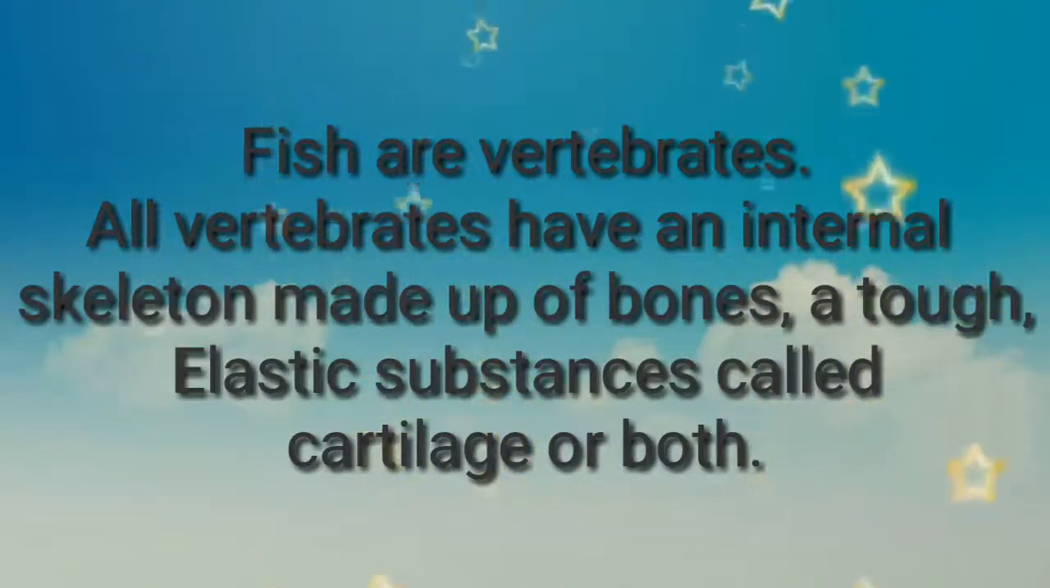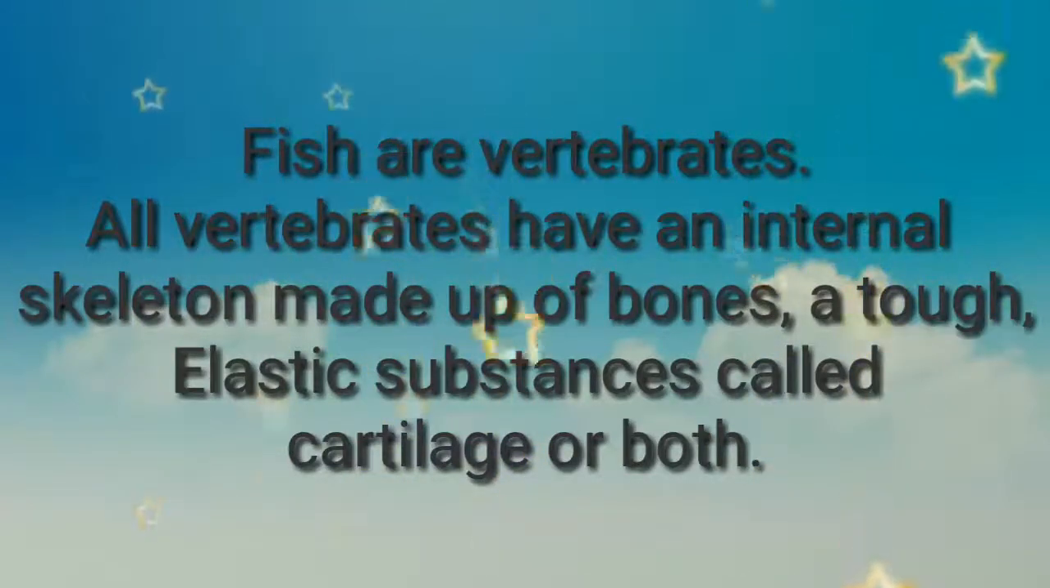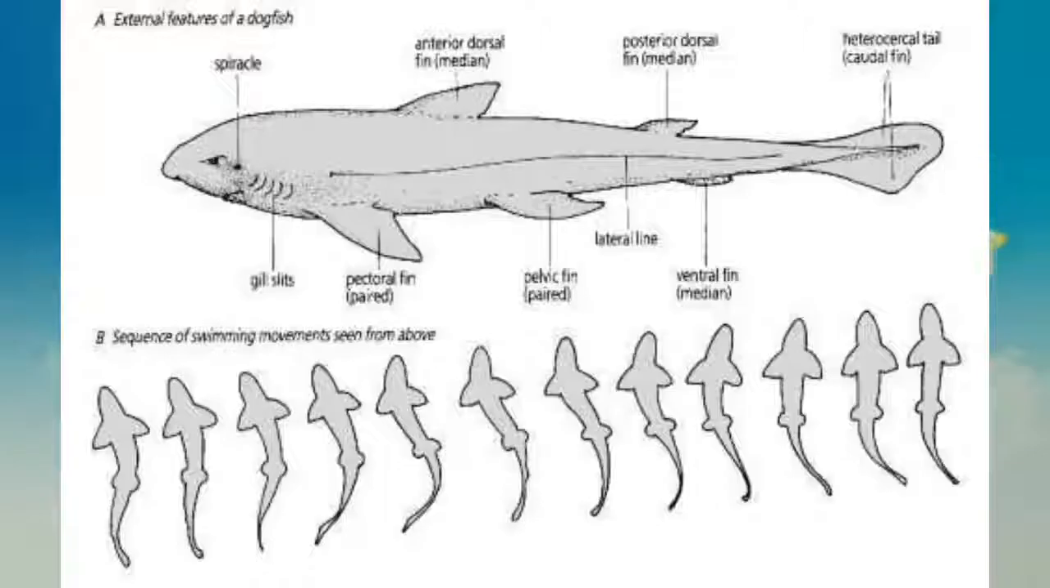Fish are vertebrate animals. Most fish have a streamlined body. The head and the tail are narrow and the middle portion of the body is broader. This kind of shape offers least resistance to flow of water and makes it easier for them to swim through water.